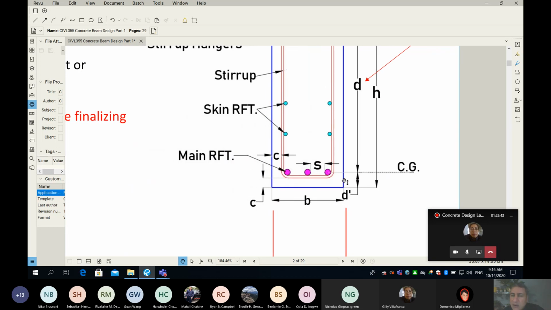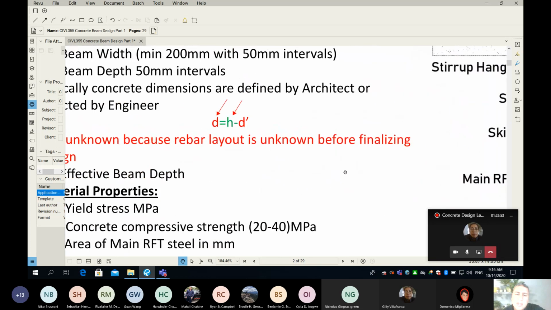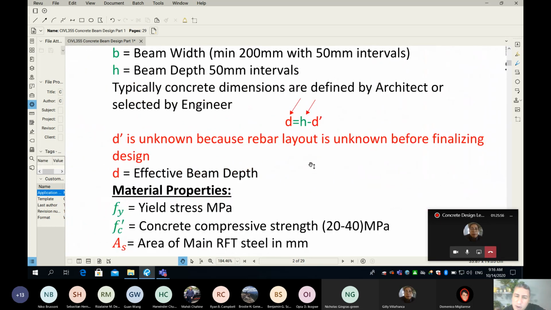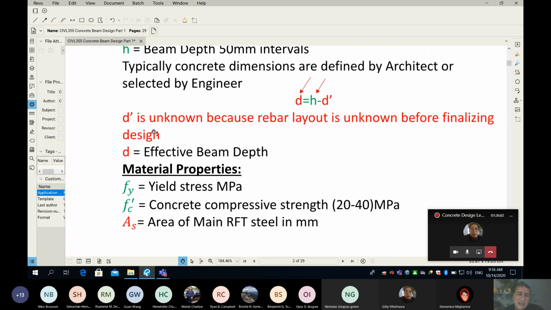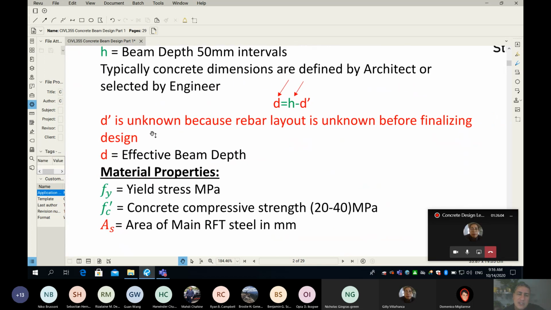We don't know how many bars. I don't know what the bar diameter is. I don't know if I have one or two layers. And since this is unknown when we do the design, it means the D prime is also unknown. That's why at this point in time, the d, or the effective depth of the beam, is unknown. You can see I wrote this here: D prime is unknown because the rebar layout is unknown before finalizing our design.